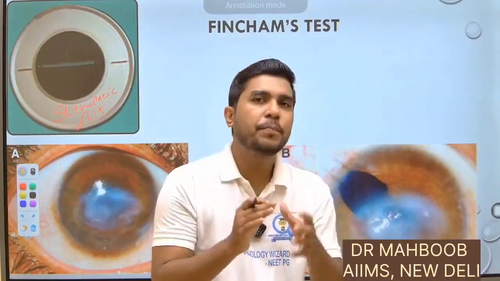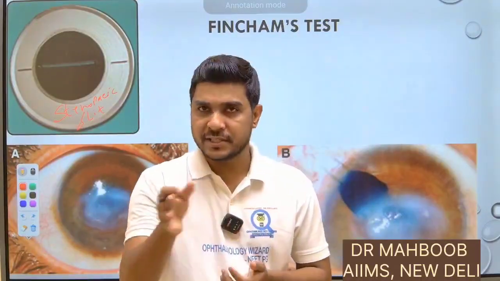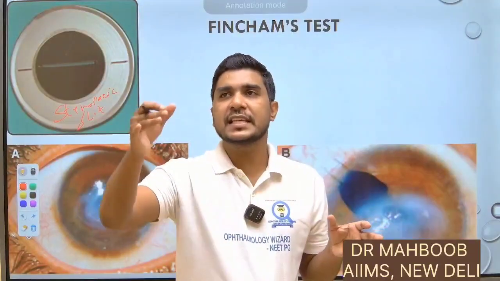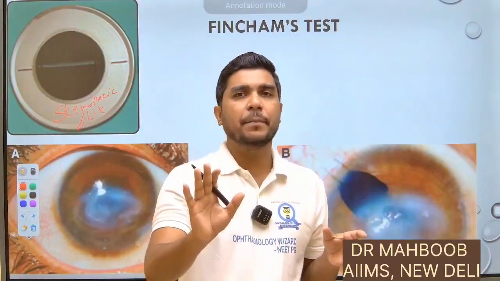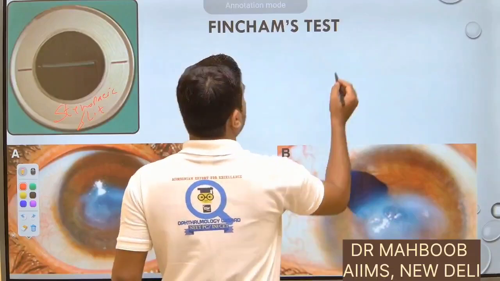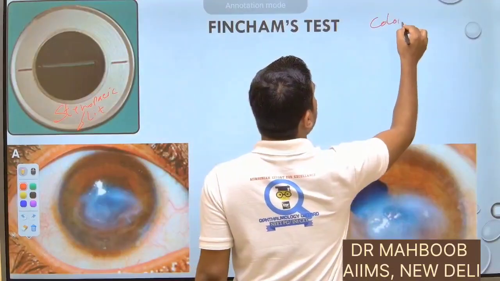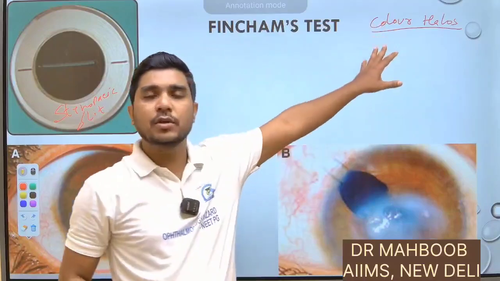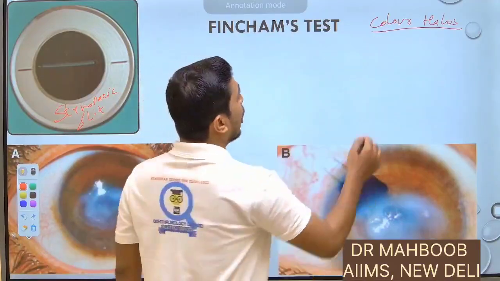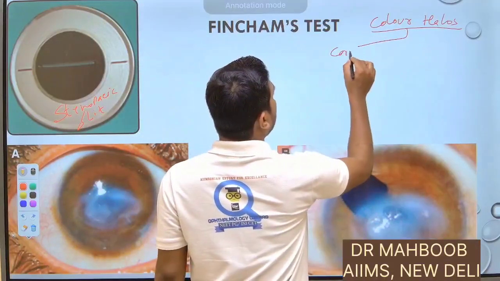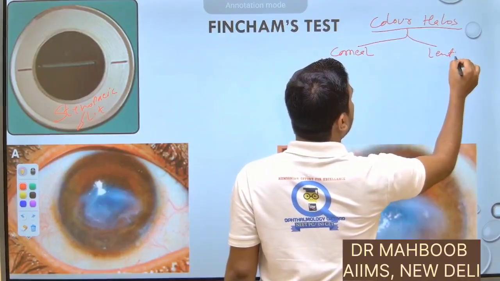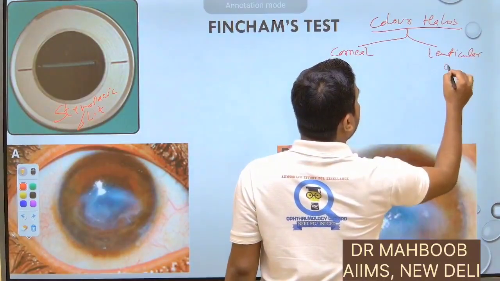Now, the first option of the previous MCQ was Fincham's test. Fincham's test is a very important MCQ within itself. A person is complaining of colored halos when he sees a bright light. Now these colored halos can be because of a corneal factor or because of lenticular opacity.